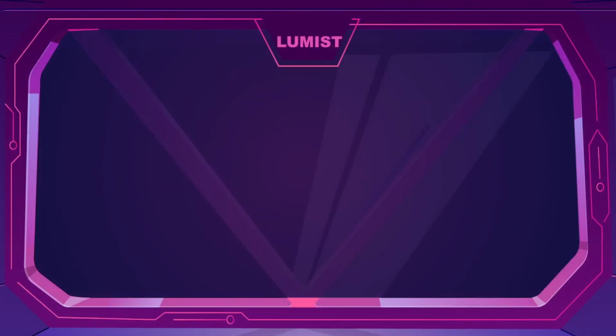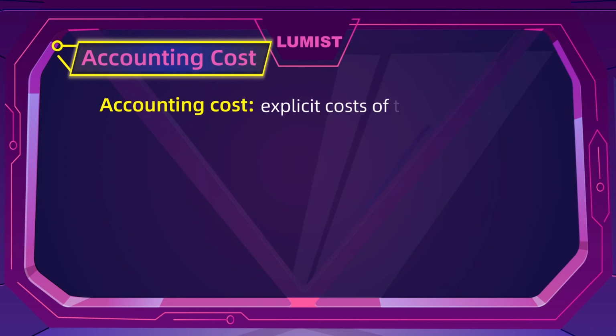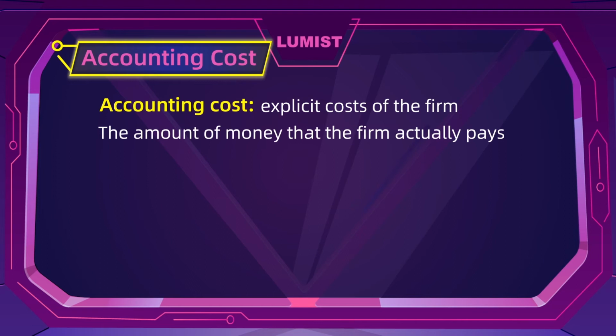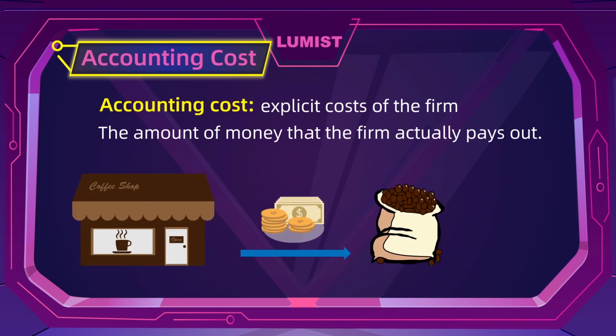Another concept to review here is the idea of opportunity cost. Usually when people talk about cost, they're talking about accounting costs, which are the explicit costs for a firm. These refer to the amount of money that firms actually pay out of their pocket for their production inputs. So for example, the price that we pay for coffee beans that we use in our coffee shop is going to be accounting costs.